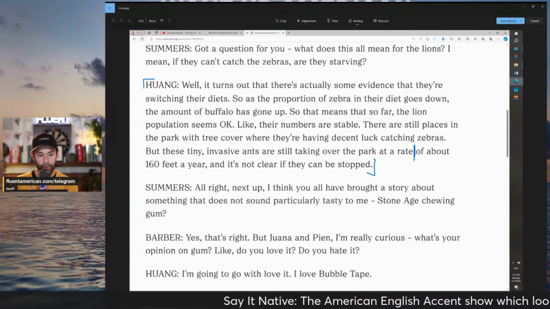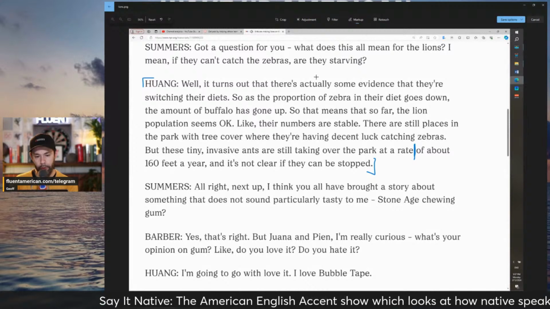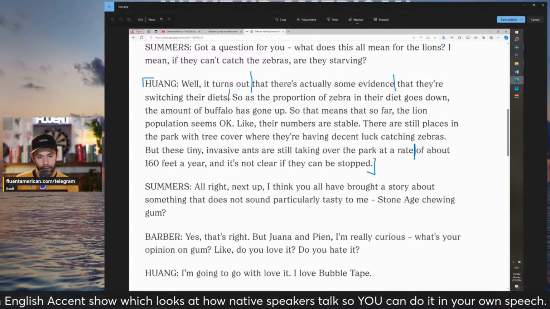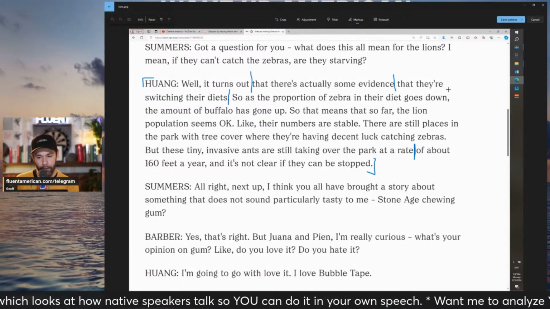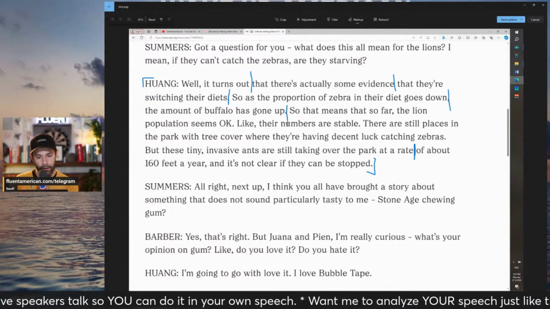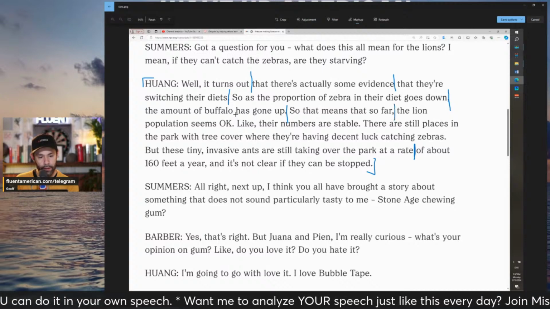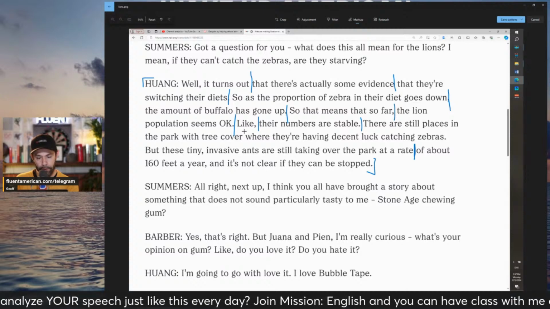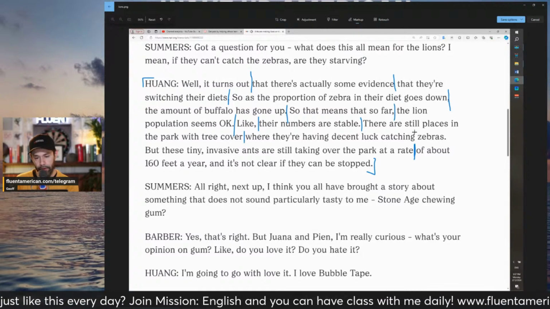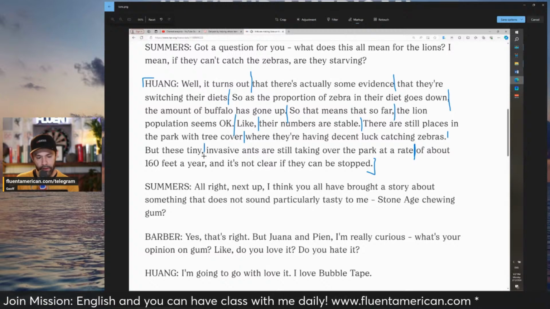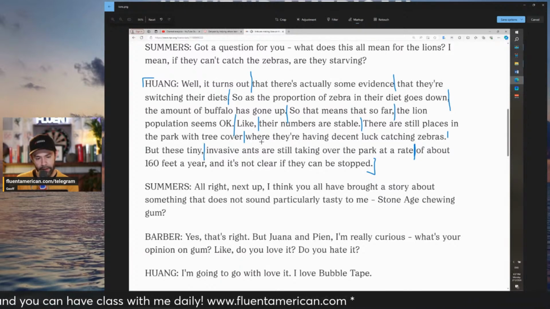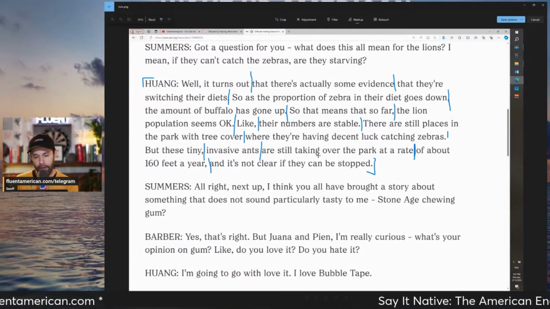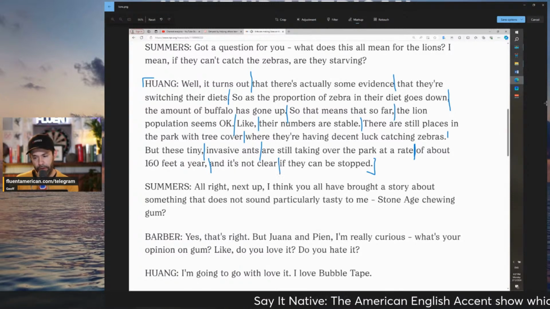So let's start building a little bit. I'm going to add in some thought groups for us. Well, it turns out there's actually some evidence they're switching their diets. So as the proportion of zebra in their diet goes down, the amount of buffalo has gone up. So that means that so far, the lion population seems okay. Like the numbers are stable. There's still places in the park with tree cover. We're having decent luck catching zebras. But these tiny invasive ants are still taking over the park at a rate of about 160 feet a year. It's not clear if they can be stopped.